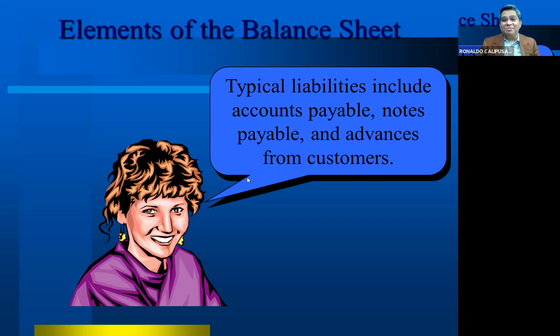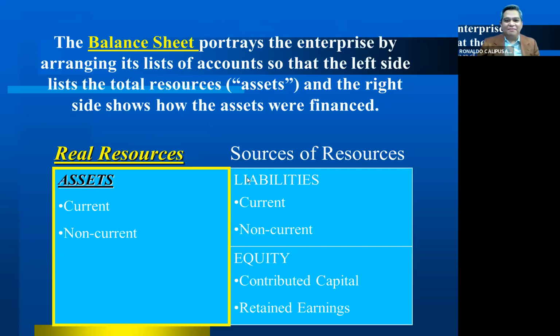And then advances from customers. So this is the other way around. Your customer is asking you for an advance, meaning the one that you're selling to made advances. So that's an example of typical liabilities. Later I will show you when you classify these as current and non-current. So let's park that for the moment.